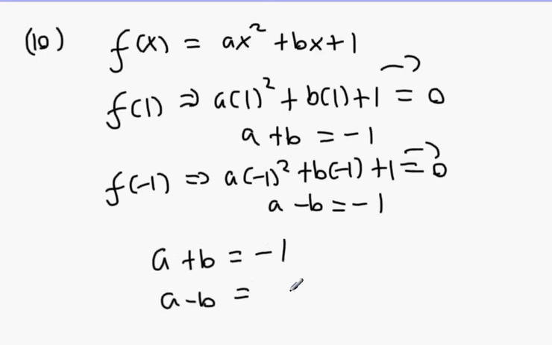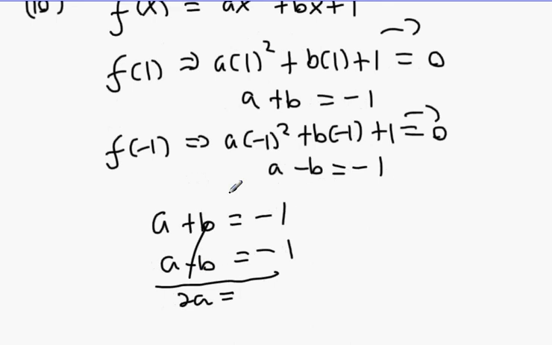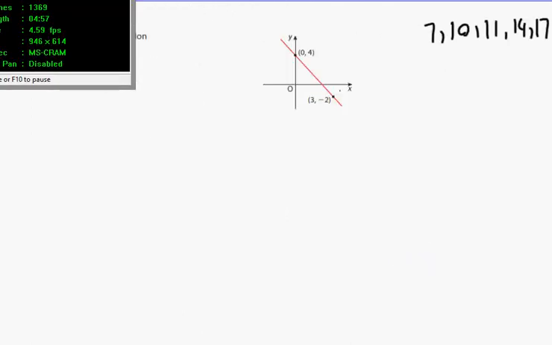Add them together, don't we? And what do we get? We get 2a equals, anybody? Minus 2. A therefore is minus 1. And if a is minus 1, what's b? Okay, replace a with minus 1. Minus 1 plus b equals minus 1. What's b? 0. Who got minus 1 and 0? Okay, well done. Okay, guys.